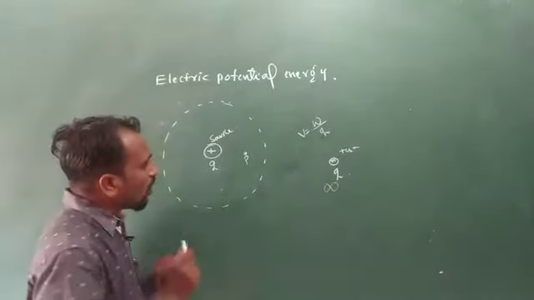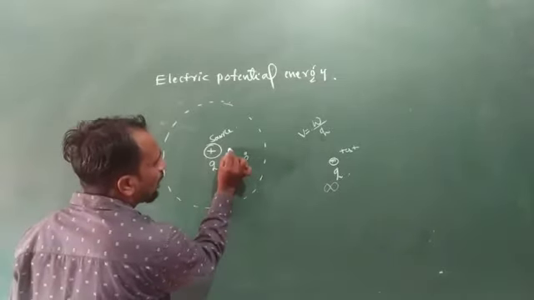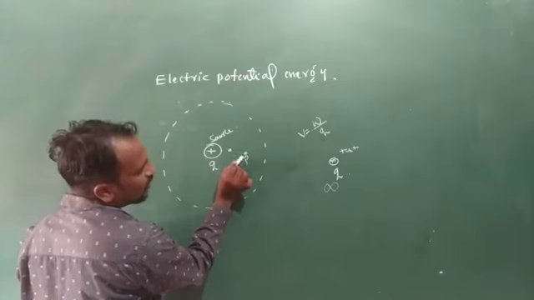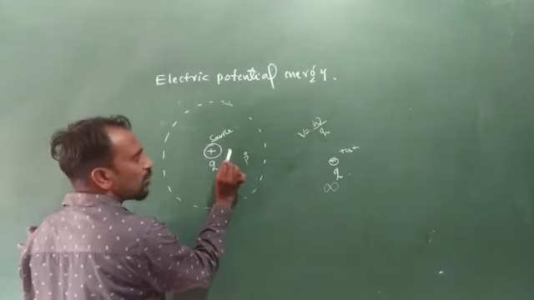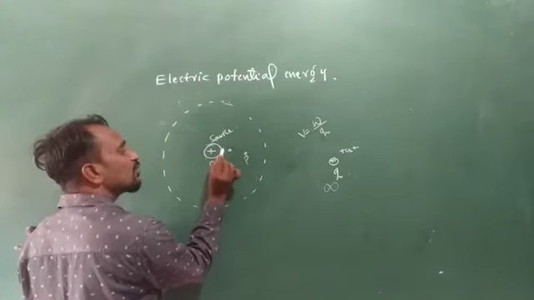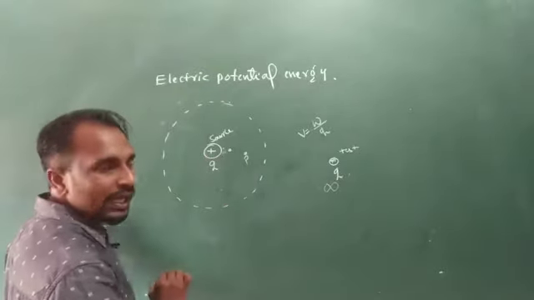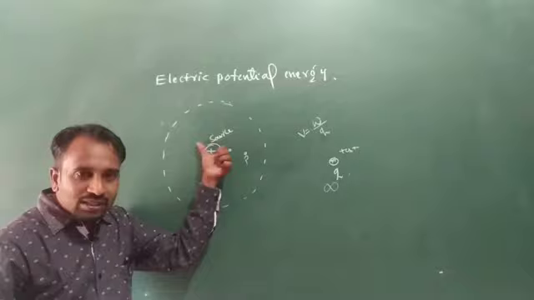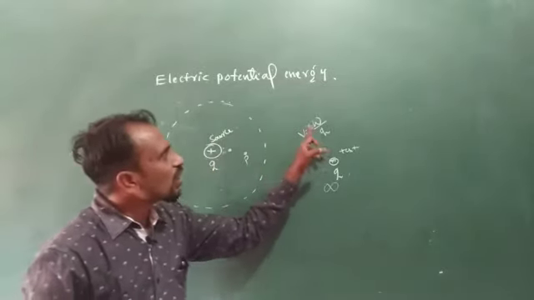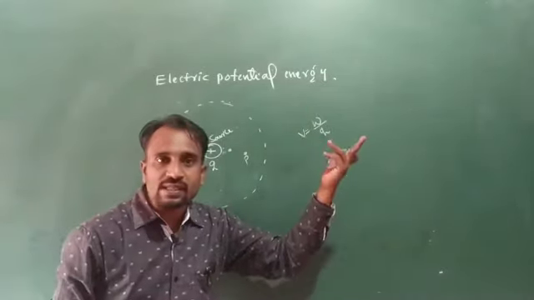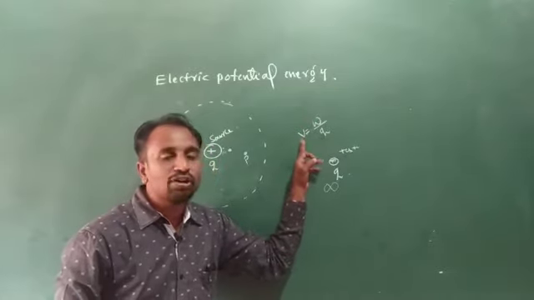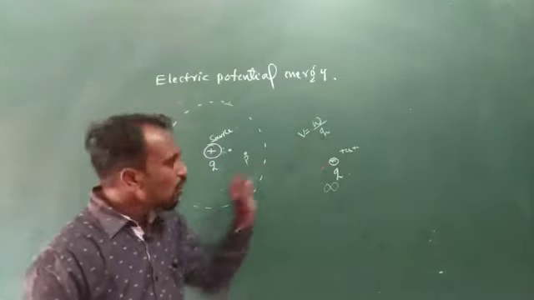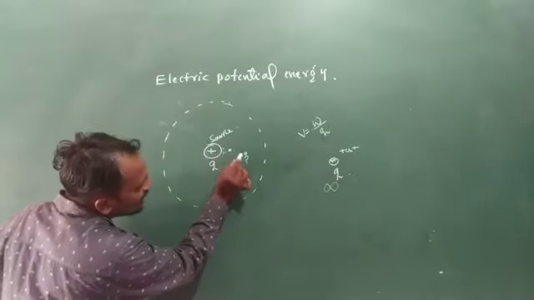Whenever the point P changes its position, initially we consider point P here, then point P here, then point P here. When the point is near to the source charge, the work value increases. When the work value increases, automatically the electric potential also increases.